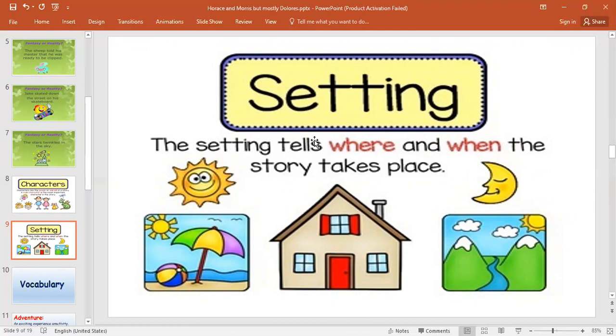For example, where: maybe in the school, at home, and on the beach, like that. But when: maybe in the morning, maybe in the summer, maybe like that. Maybe it is a time, maybe it is a season, maybe it is a part of the day, morning or evening or like that. So the story tells where and when the story takes place. Okay.